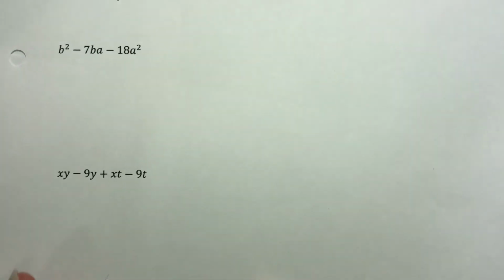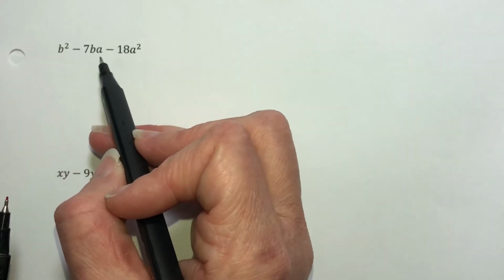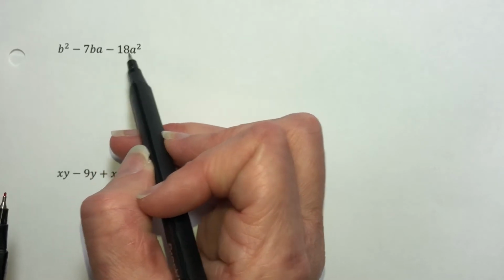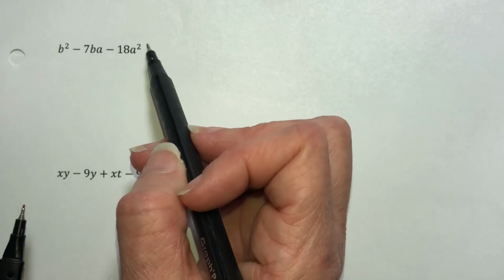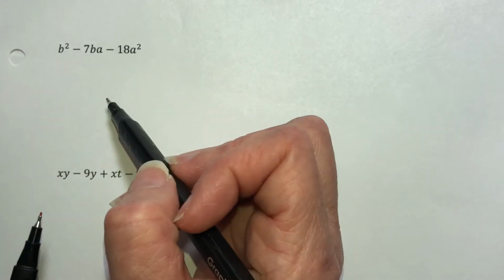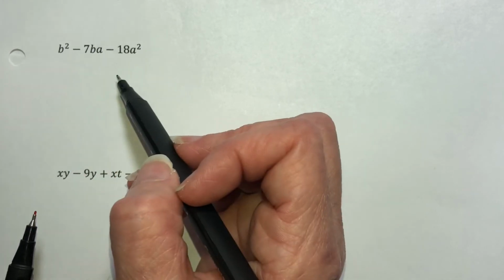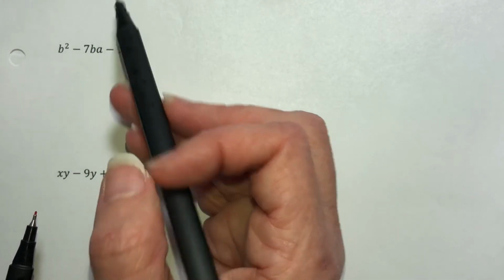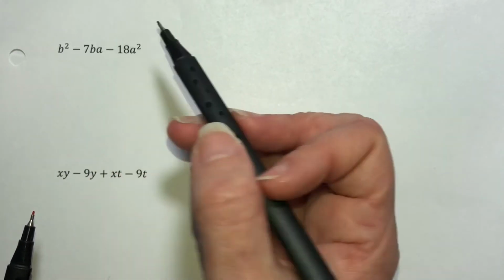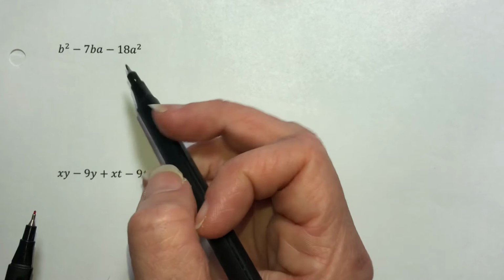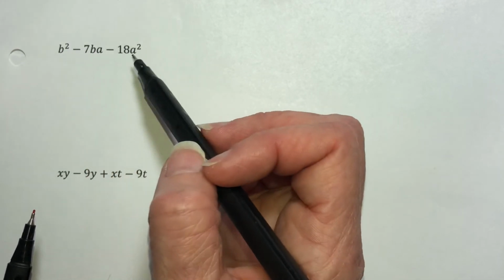Okay, so let's factor b squared minus 7ba minus 18a squared. First thing we look for is a GCF, and there is not one. Next thing we do is we have three terms, so we ask ourselves if we have squares on the ends. This is a perfect square, but 18 is not. Okay, so I don't have a perfect square trinomial. So I need to use what we learned in 6.2.